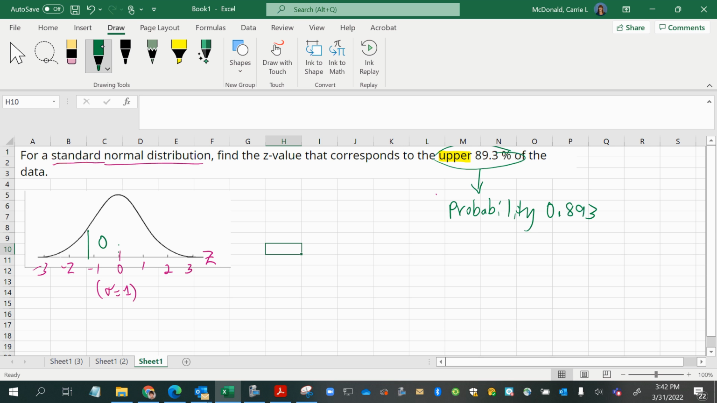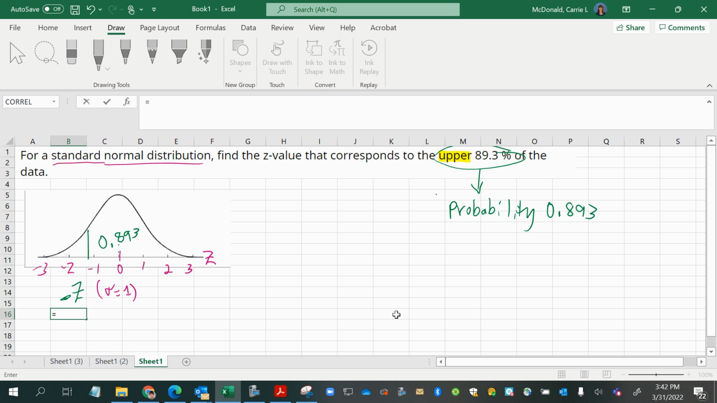So with an area of 0.89, I'm just getting an idea of how that looks. I don't have to get it exactly right, but I do know that I am going to have a z-score that is negative because it has to be allowing for an area that is greater than half of the area under the curve. And remember, the whole area under the curve is a total of 1.